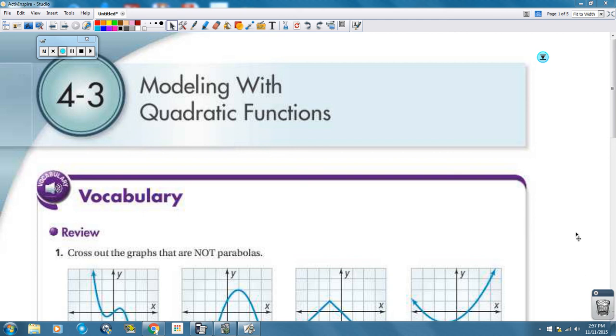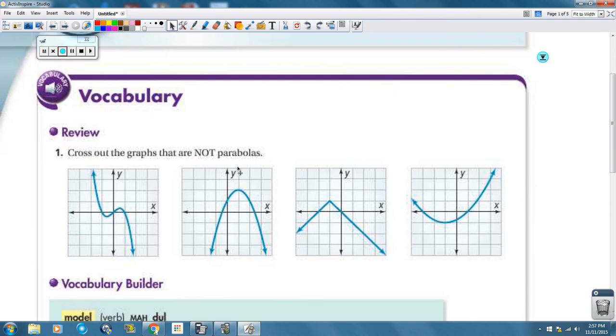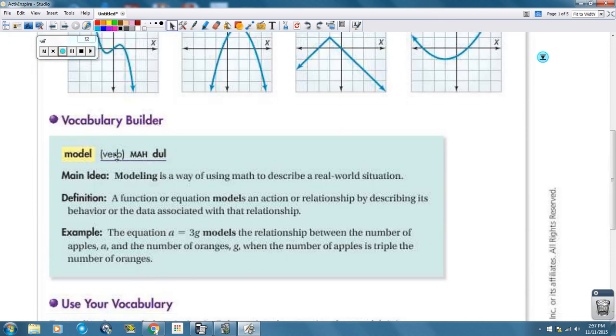As you notice, the first example they have you go through is can you tell which ones are parabolas and which ones aren't? So you should be able to do that. Cross out the ones that aren't. And then our vocabulary that we're looking for is modeling. It's a way of using math to describe a real-world situation. There's a definition, there's examples, so you can read through that yourself.